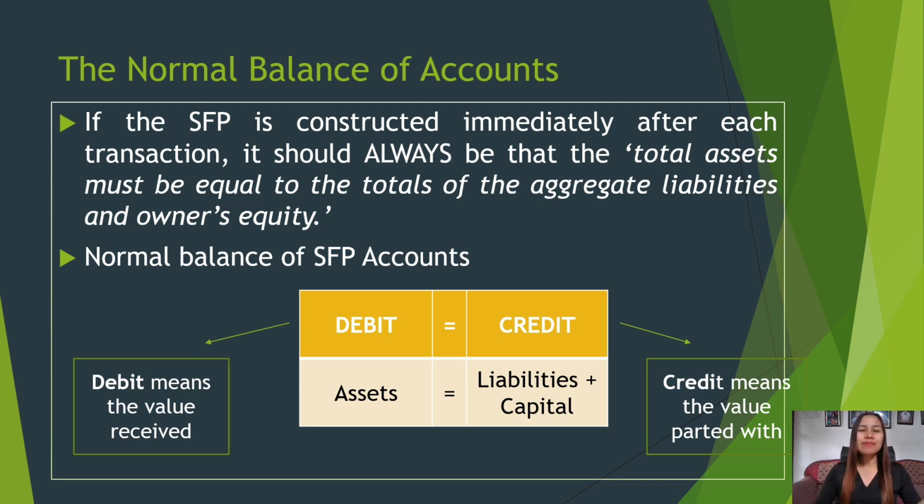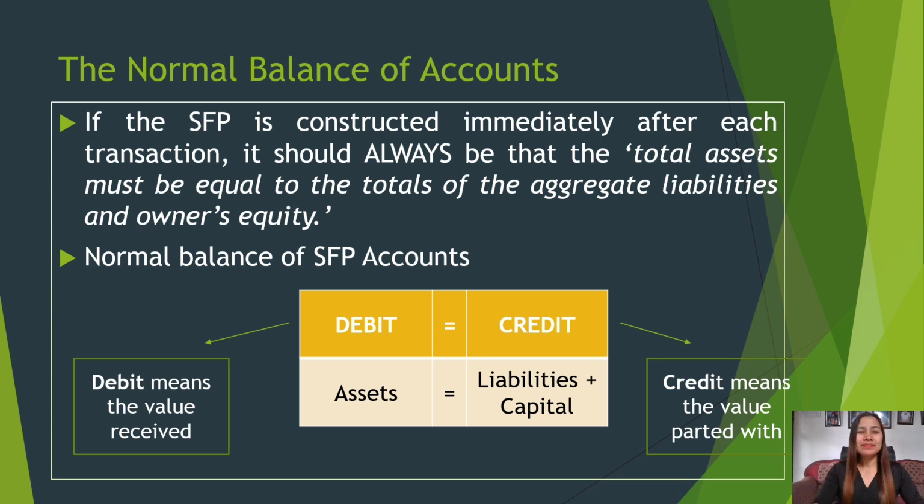To debit an asset is to increase an asset, and to credit it means to decrease it. Likewise, to debit liabilities and capital means to decrease their amount, and to credit means to increase their amount. Of course, debit means the value received and credit means the value parted with. That also refers to the dual aspect concept, stating that for every value received, there is a corresponding value parted with.